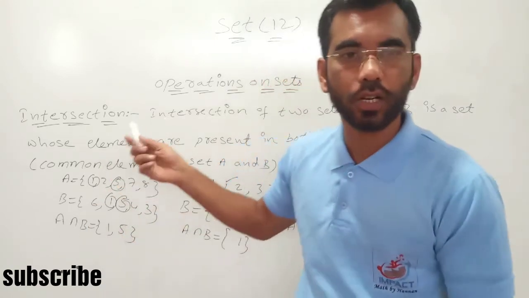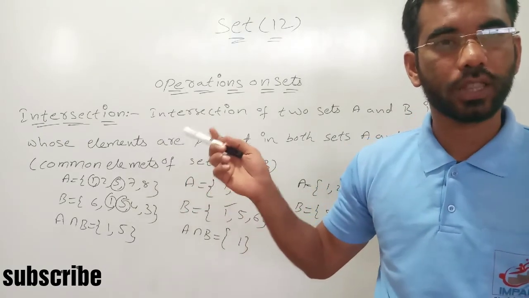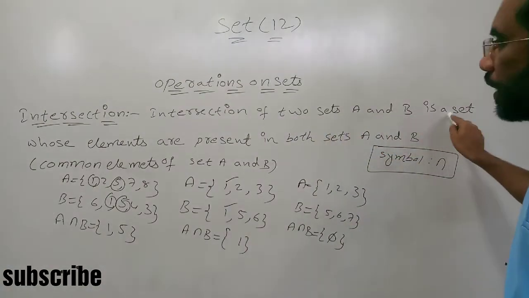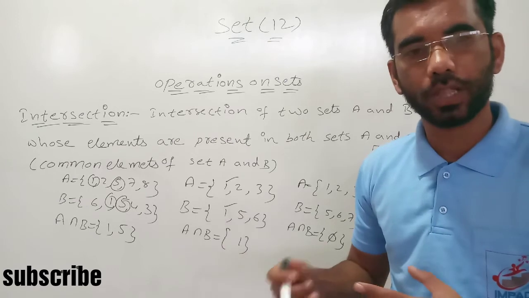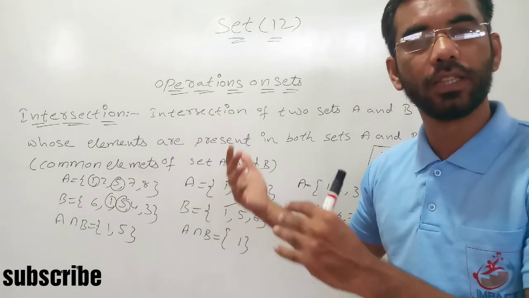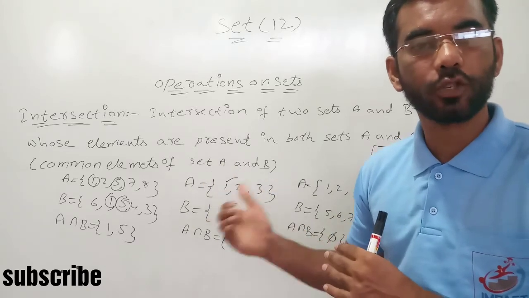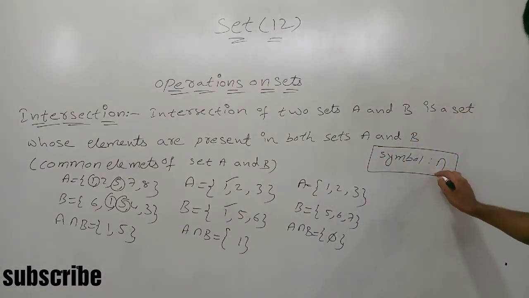What is the definition for the intersection that has been given here. Intersection of two sets A and B is a set whose elements are present in both set A and set B. That means in the first set and in the second set. That means it should be the common element. And this is the symbol for intersection.